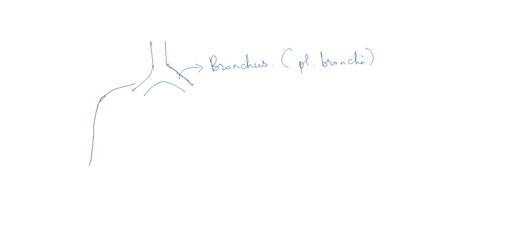The trachea divides to form the tubular passages known as bronchi. Each one is known as a bronchus. Look at these bronchi. Now these bronchi branch, but these branches are not visible because they disappear into the lungs.